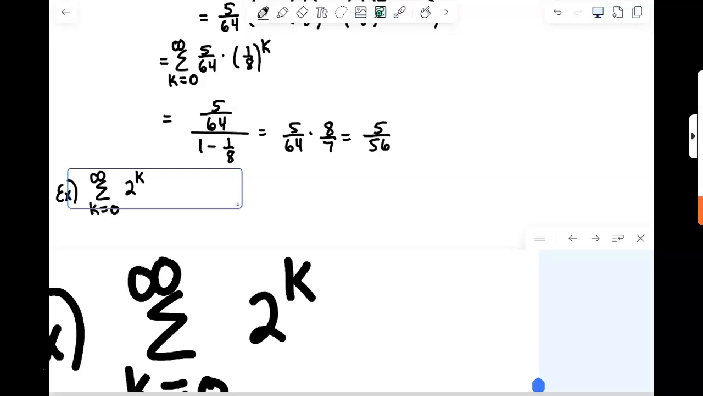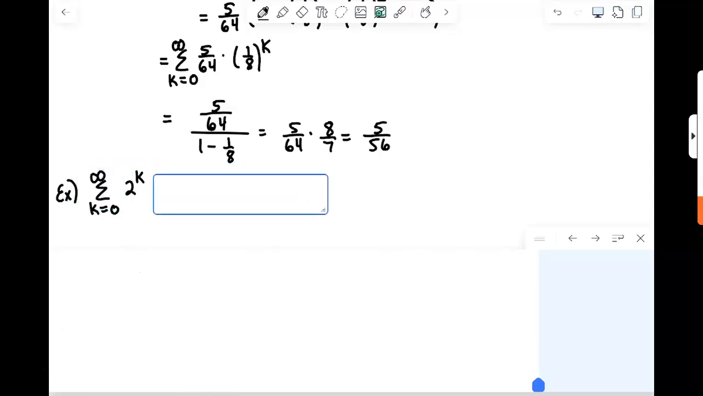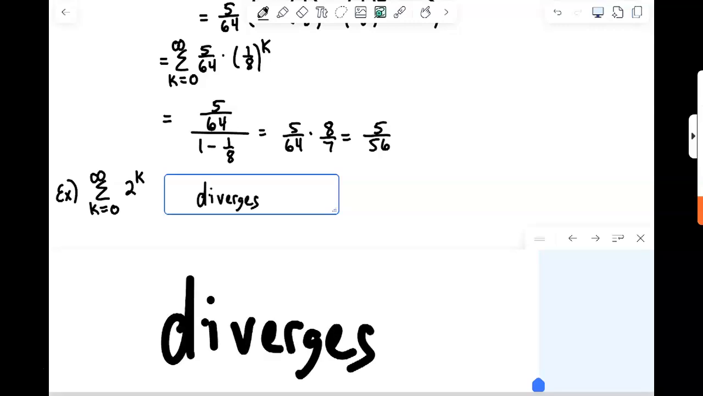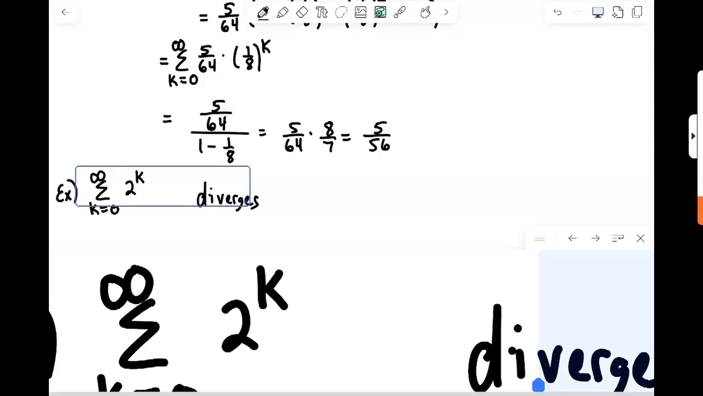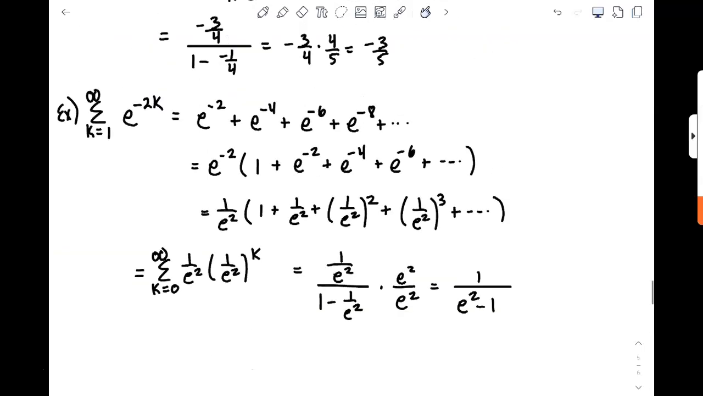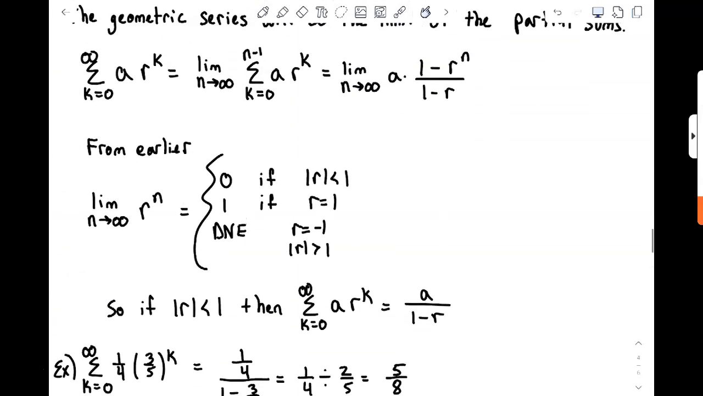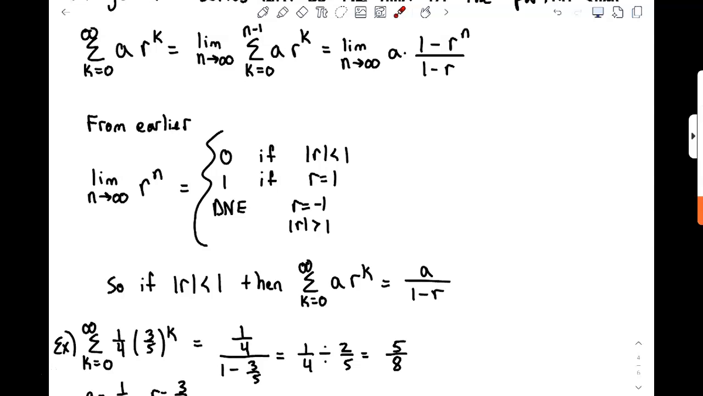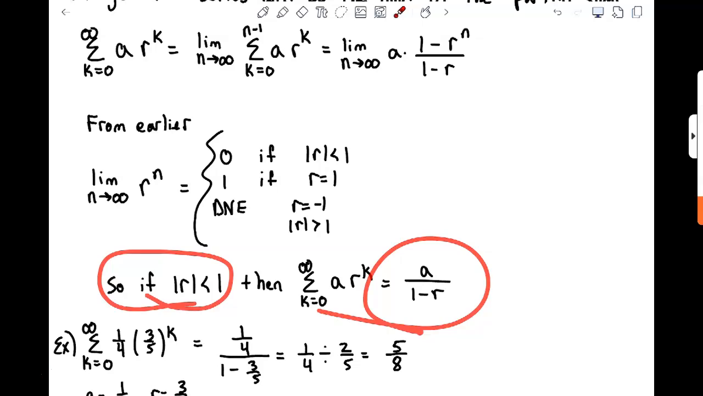Okay, here A would be 1. This would be 1 plus 2 squared plus 2 cubed, and so on. Right? This thing does not converge. Right? Because the ratio, which is 2 in this case, is not less than 1. Right? So remember the idea here, this formula that we've been using in these examples only applies if r is less than 1. Then it's equal to this.